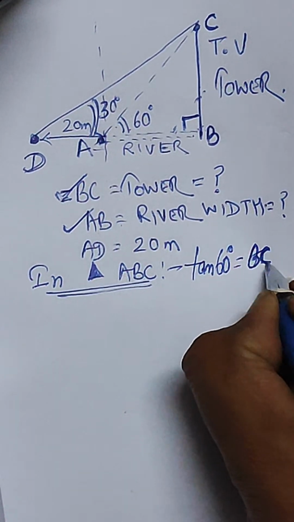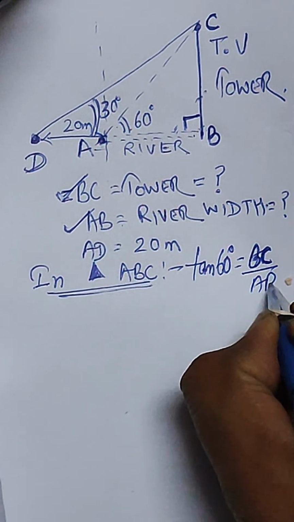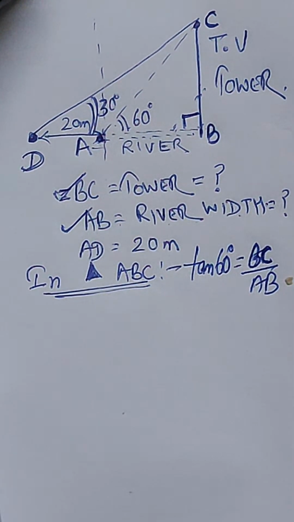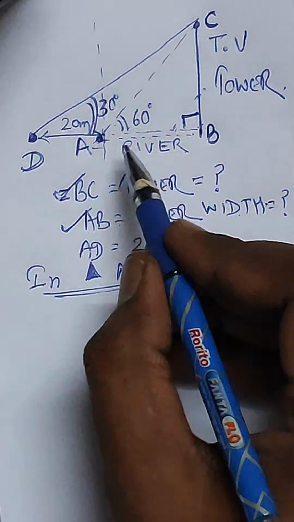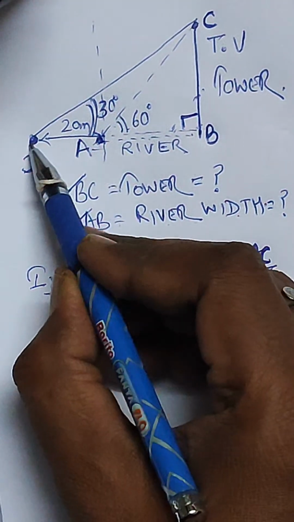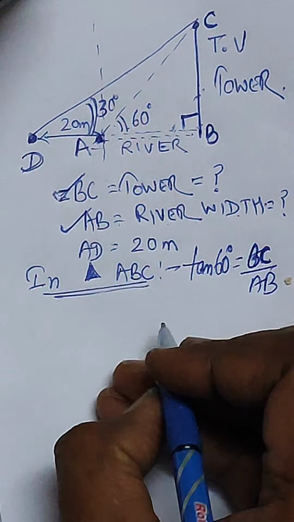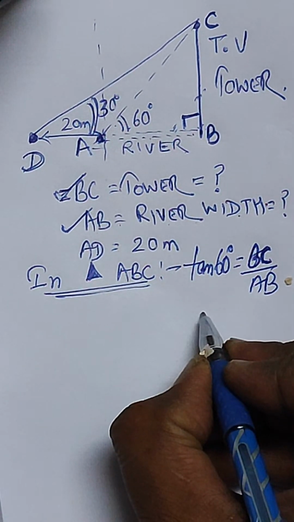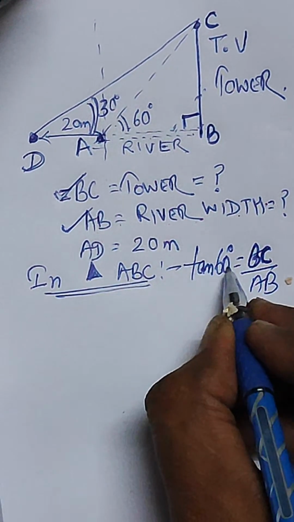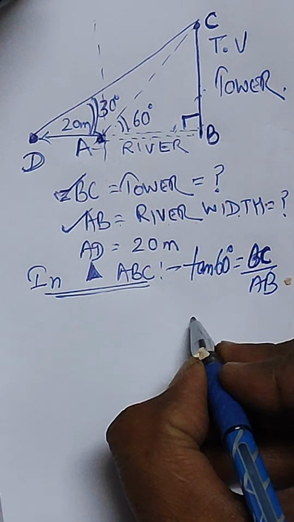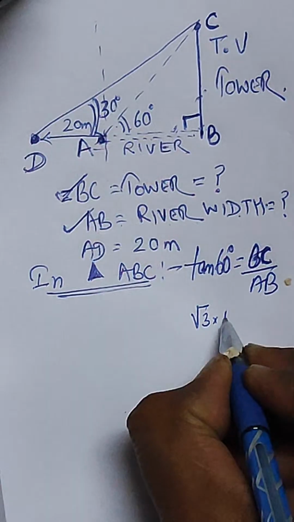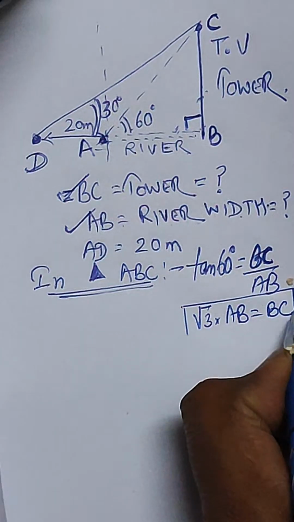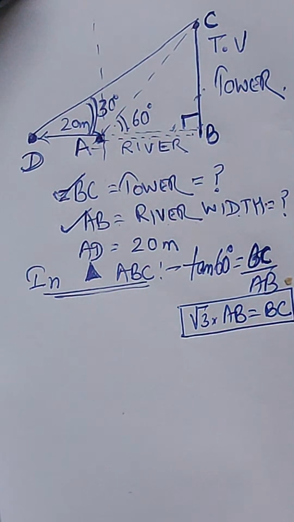BC, that is your perpendicular, divided by AB, that is the river width, right? Now from here you can see, if you take the point of observation as D, then from here we can simply calculate that tan 60 degree is root 3. So root 3 times AB is the value of BC. This is a relation which is derived for you, right?